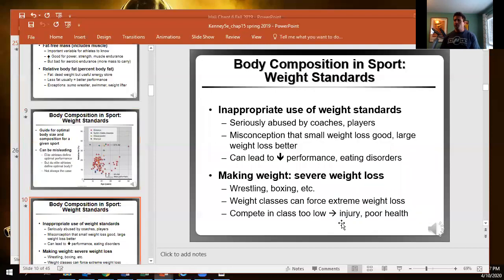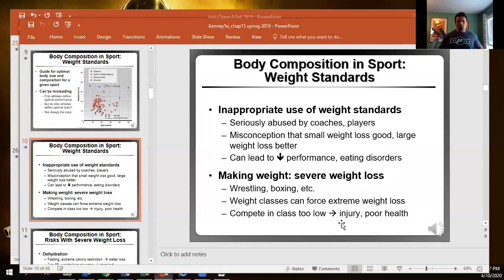So any of you guys have any experiences of coaches that try to use weight standards and ever try to push you guys one direction or the other?